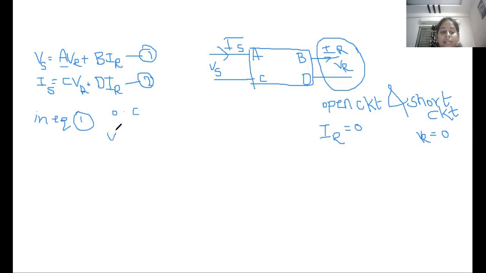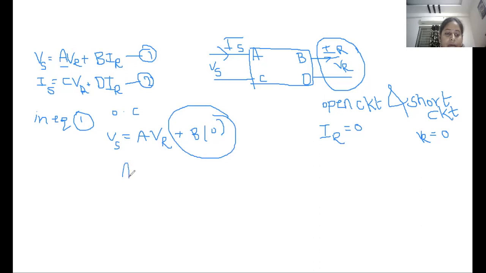See here, Vs equals A into VR plus B into IR, and in place of IR we can substitute the value 0, so this total term becomes 0. So A equals Vs by VR, the sending end voltage by the receiving end voltage. Then, in the open circuit condition, IR equals 0, substitute in equation 2.